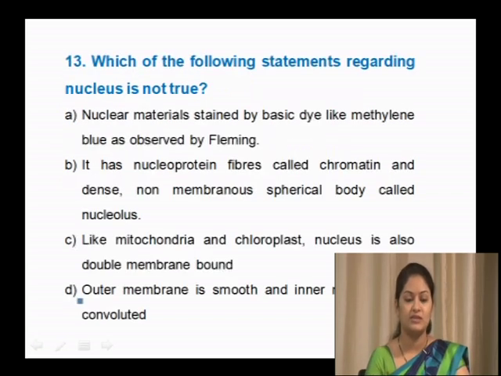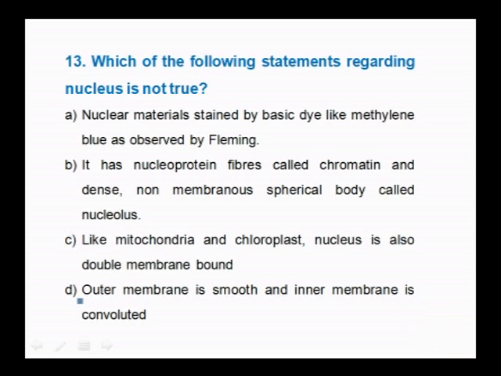Which of the following statements regarding nucleus is not true? A, nuclear material stained by basic dye like methylene blue as observed by Fleming. B, it has nucleoprotein fibers called chromatin and dense non-membranous spherical body called nucleolus. C, like mitochondria and chloroplast, nucleus is also double membrane bound. Option D, outer nuclear membrane is smooth and inner membrane is convoluted. So out of the 4 statements, we have to identify the statement which is not the right one.